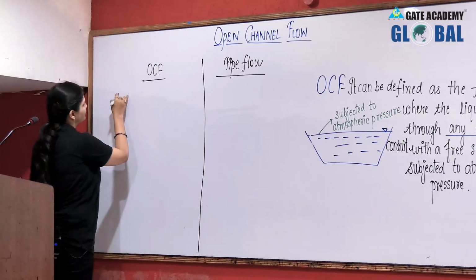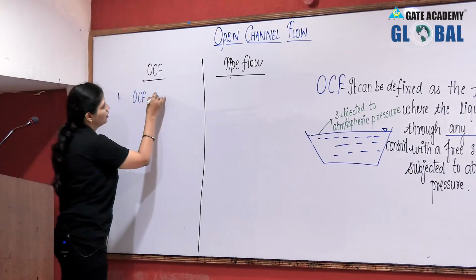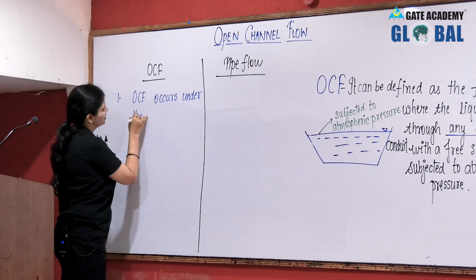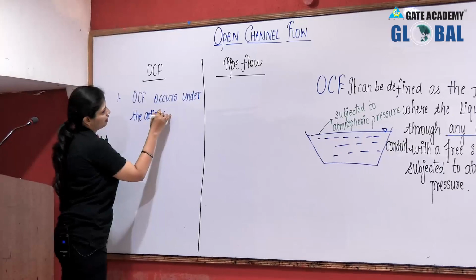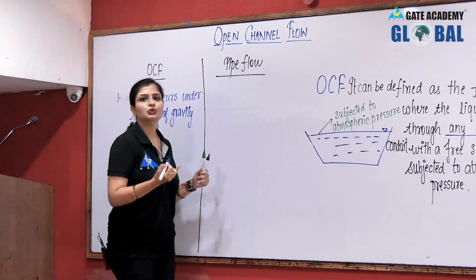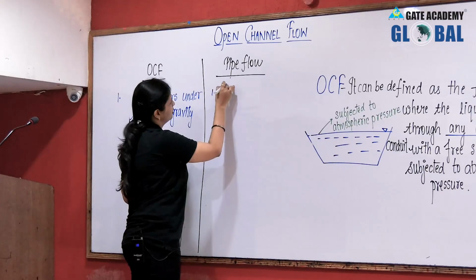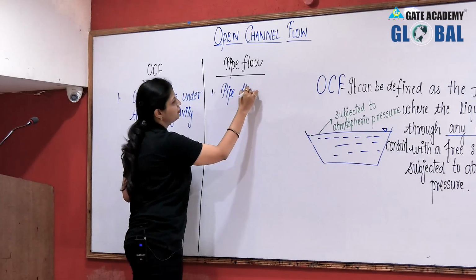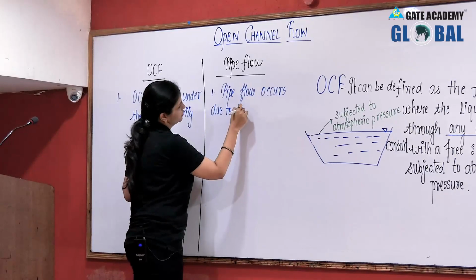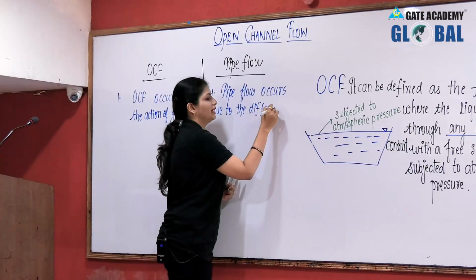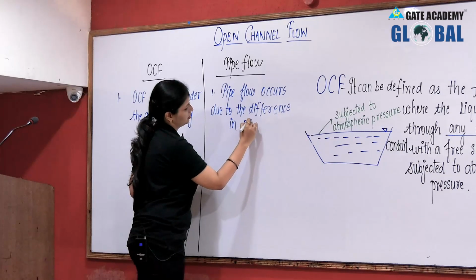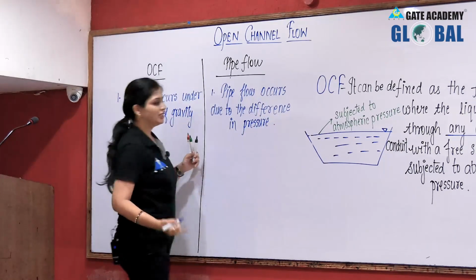So I can write, open channel flow occurs under the action of gravity, or you can say due to gravity force, while pipe flow occurs due to the difference in pressure between two sections. This is your first point.